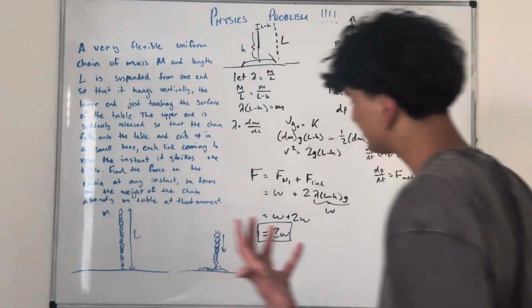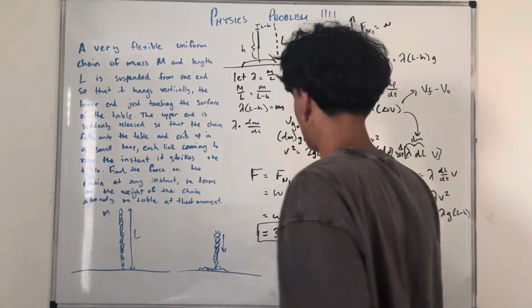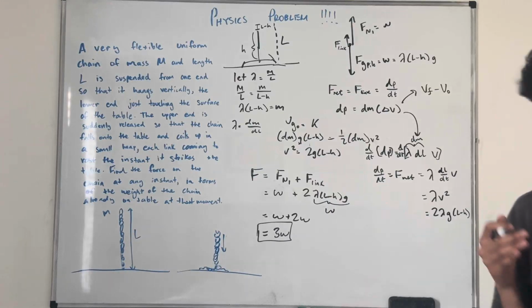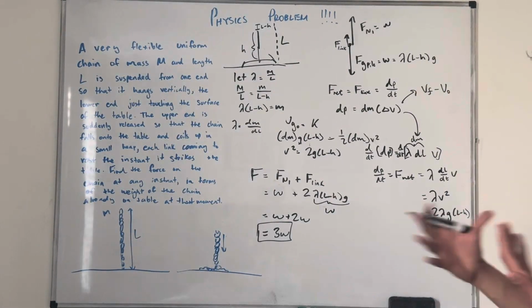That is a pretty crazy result. It's not just W, which we thought initially, it's 3 times it, which I think is a little unintuitive, but it's pretty interesting. It's a pretty fascinating result.